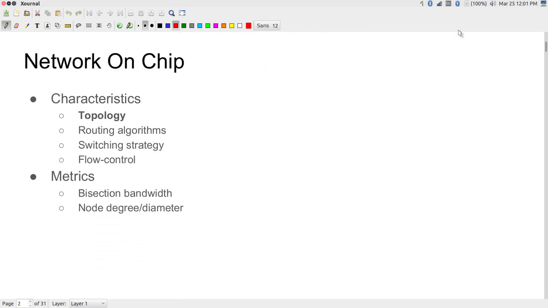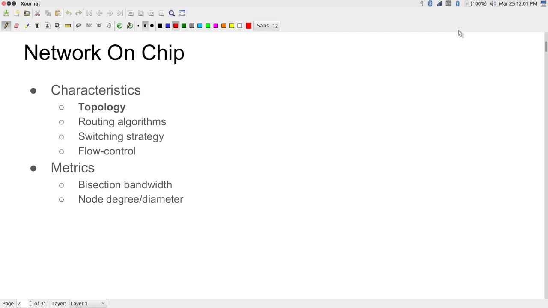What we are going to do today is go into each of these different characteristics and the metrics that we had mentioned last time, which are in some way representative or some way that you can use in order to measure or understand the different kinds of problems that arise when using networks on chip.